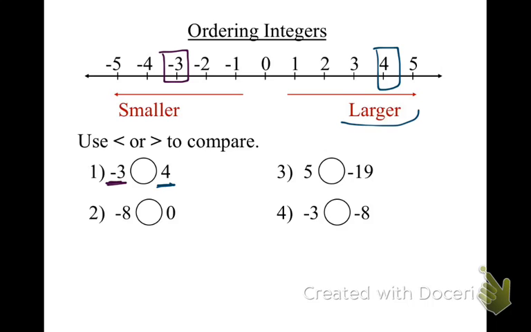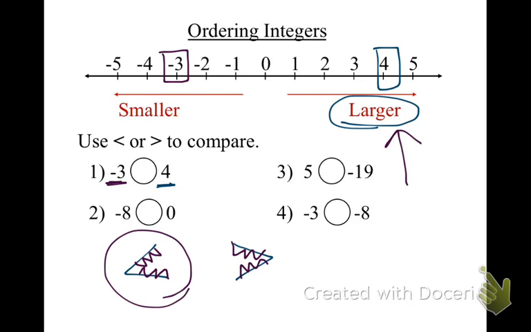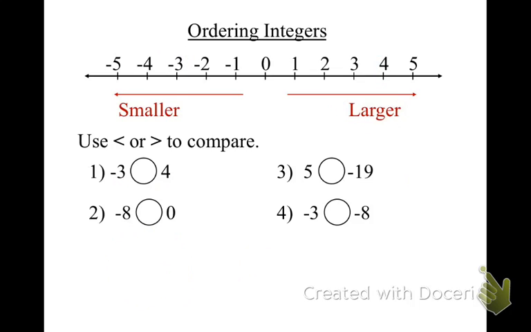Which one is larger? Remember, with our inequality signs, I always think of them as alligators. The alligator always wants to eat the bigger number. So which one is the bigger number? In this case, it's going to be 4 because it's on the larger side. So which inequality sign do I need? I need this one. So it's going to be negative 3 is less than 4.